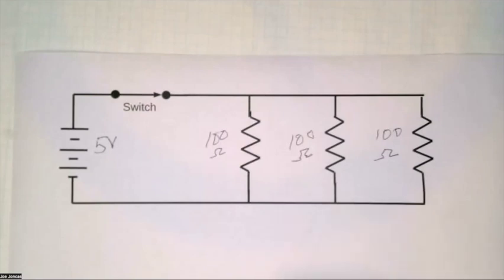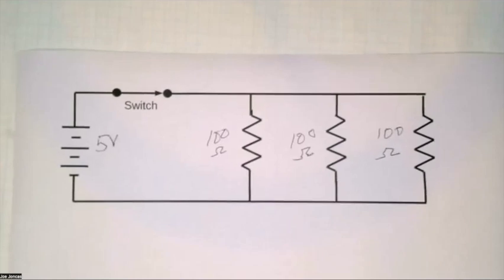Now, can somebody tell me what the total resistance is of those 3 resistors in parallel? 33. I said 33, but I think it is closer to what Scott said, which is 35. Actually, it's 33.3333, so in a row, yeah. Anyway, it's 33 ohms.